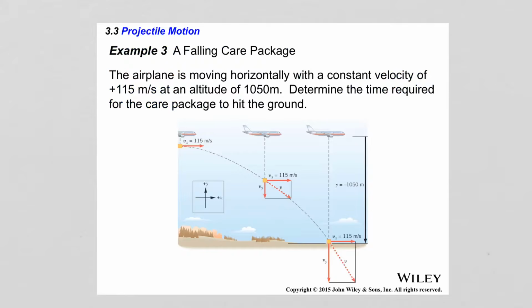Now let's look at an example that illustrates the properties of projectile motion. So we have an airplane which is moving horizontally with constant velocity of 115 meters per second and at altitude of 1050 meters. Determine the time required for a care package released from the airplane to hit the ground.